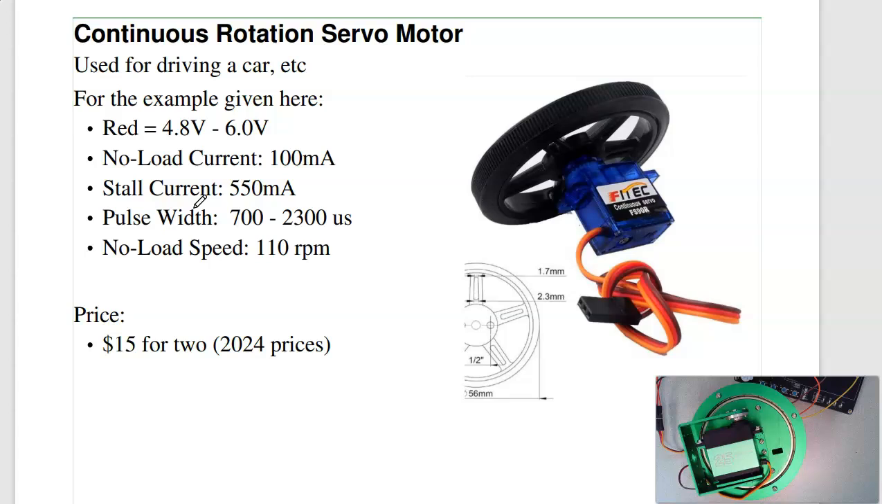In addition to angle control, there's also continuous servo motors. Same idea, but instead this spins, and the speed that it spins is related to the pulse width. So for example, this one, the power is 4.8 to 6 volts. No load current is 100 milliamps. That's just the wheel spinning freely. If you stall the motor, it draws more current, 500 milliamps. So you need a 5-volt supply capable of 500 milliamps. And the pulse width that you're looking for is between 700 and 2300 microseconds, 0.7 to 2.3 milliseconds.